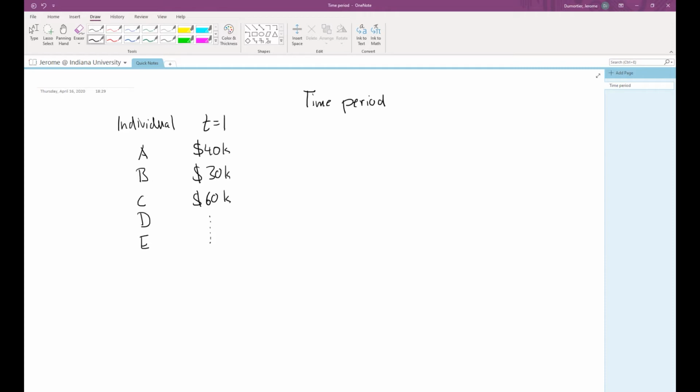Now, when we are looking at panel data, we are going to have data about individuals, but we have those data sets for multiple periods, say for T2, T3, and T4, where T represents the time period. So for example, the first person in time period 1 had a salary of 40,000. In time period 2, suppose that person now has $41,000. And person B in time period 2 now has, say, $33,000, and so on.